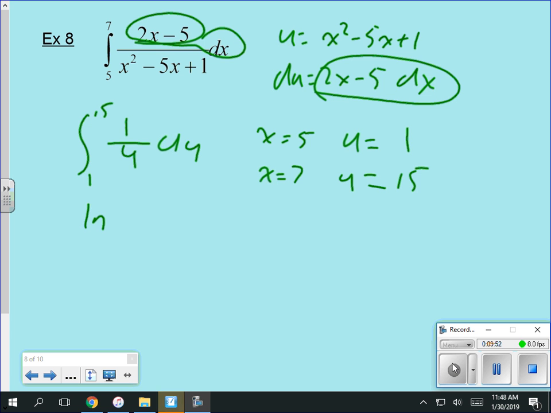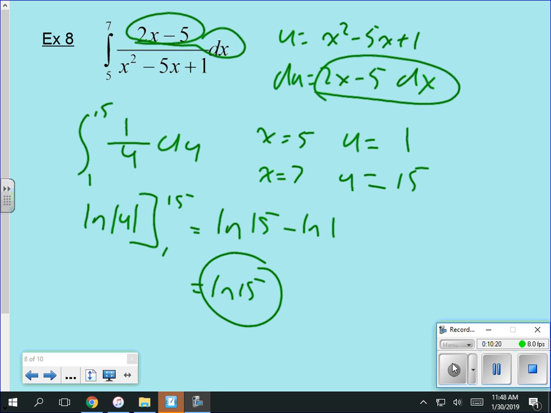So this is the natural log of the absolute value of u from 1 to 15, which is the natural log of 15. And I can drop the absolute value on my evaluation because I know 15 is positive. Minus the natural log of 1. And what is the natural log of 1? 0. So this is the natural log of 15, and that is my exact answer.